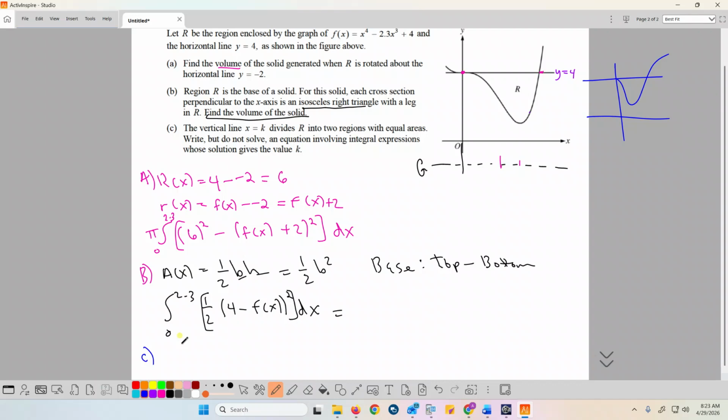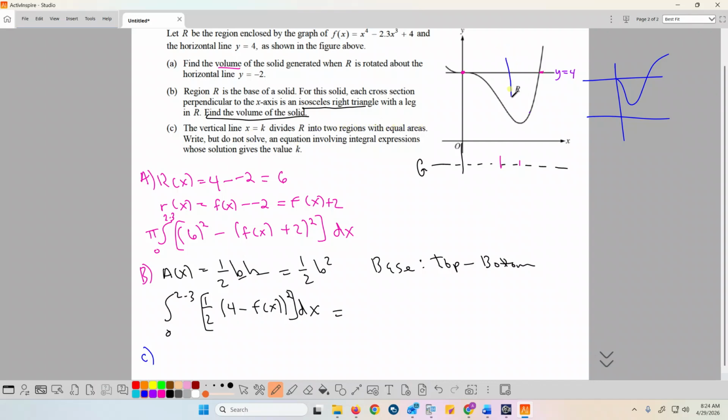All right, so part C: the vertical line x equals k divides R into 2 regions with equal areas, right? But do not solve an equation involving integral expressions whose solution gives the value k. So what are some important things here? There's a vertical line now, a new one, x equals k. Where does that go? Just anywhere? No, it divides it into 2 equal areas.